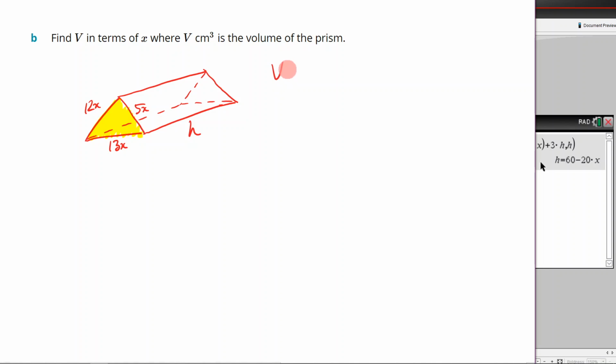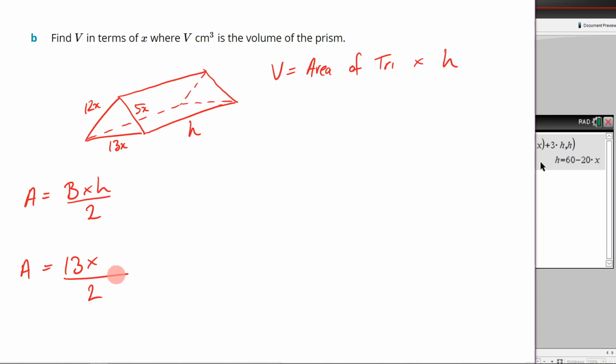So volume equals area of triangle times the height. So we need to find the area of this triangle, and we know the area of a triangle is base times height over 2. Well, if I look here, it looks like 13 is my base, but realize that anything here could be my base here. So let's just go 13 times 2. Now, what's my height? Well, this would be my height here.